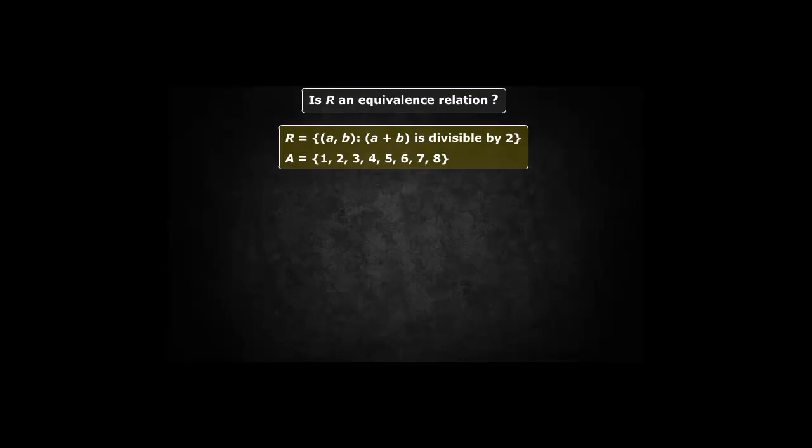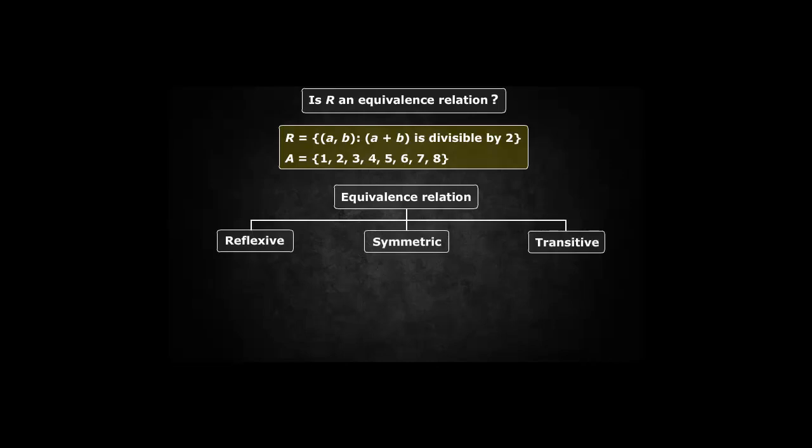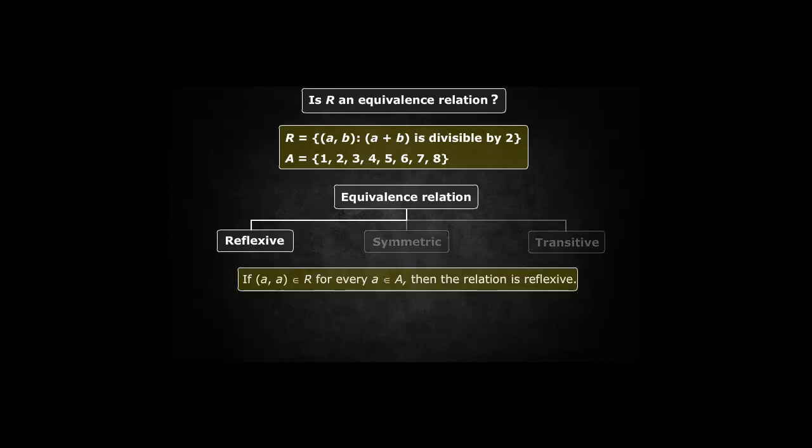So firstly, let us understand what exactly is an equivalence relation. A relation is said to be an equivalence relation if it is reflexive, symmetric, and transitive. So let's start by checking if this relation is reflexive. If (a, a) belongs to R for every a that belongs to set A, then the relation is said to be reflexive. So look at relation R. Look at set A.